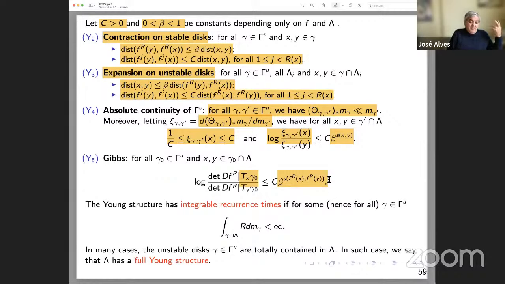As we had before in the Gibbs-Markov situation. So this is parallel. The only thing that we didn't have there was the contraction. So Y2 makes no sense in that case. And Y4 also makes no sense because in the Gibbs-Markov situation, we don't have stable leaves. The other properties are similar.